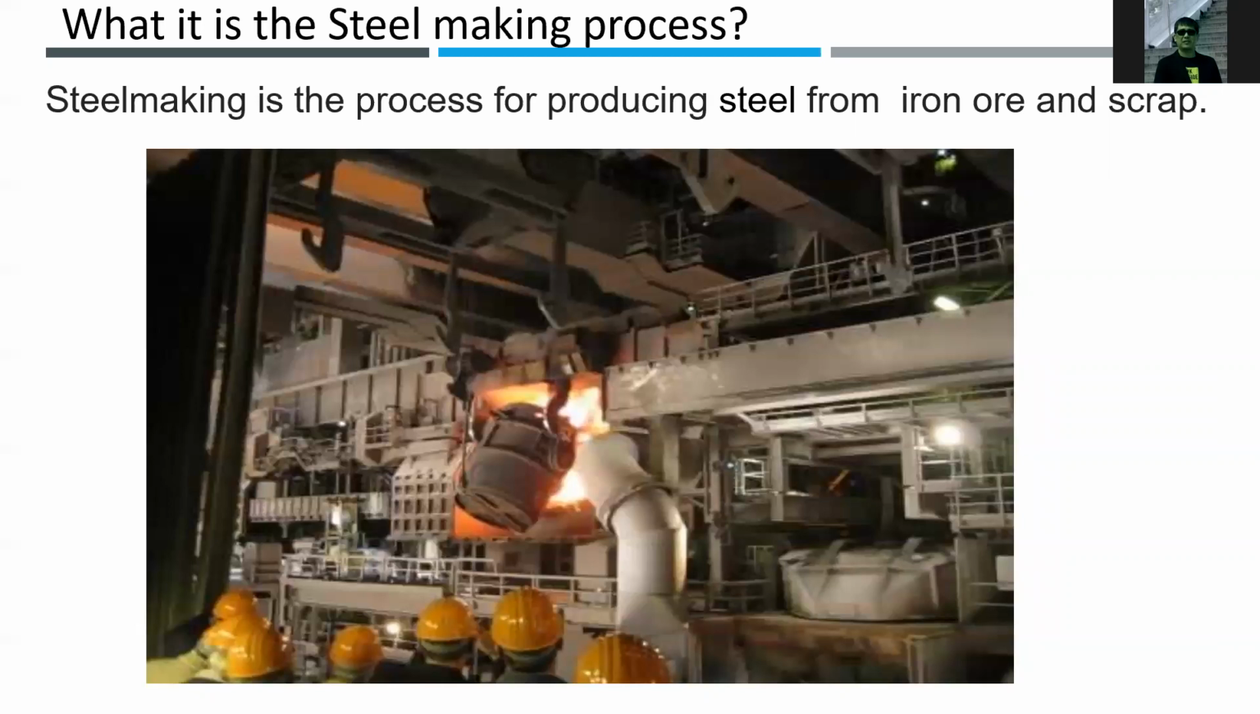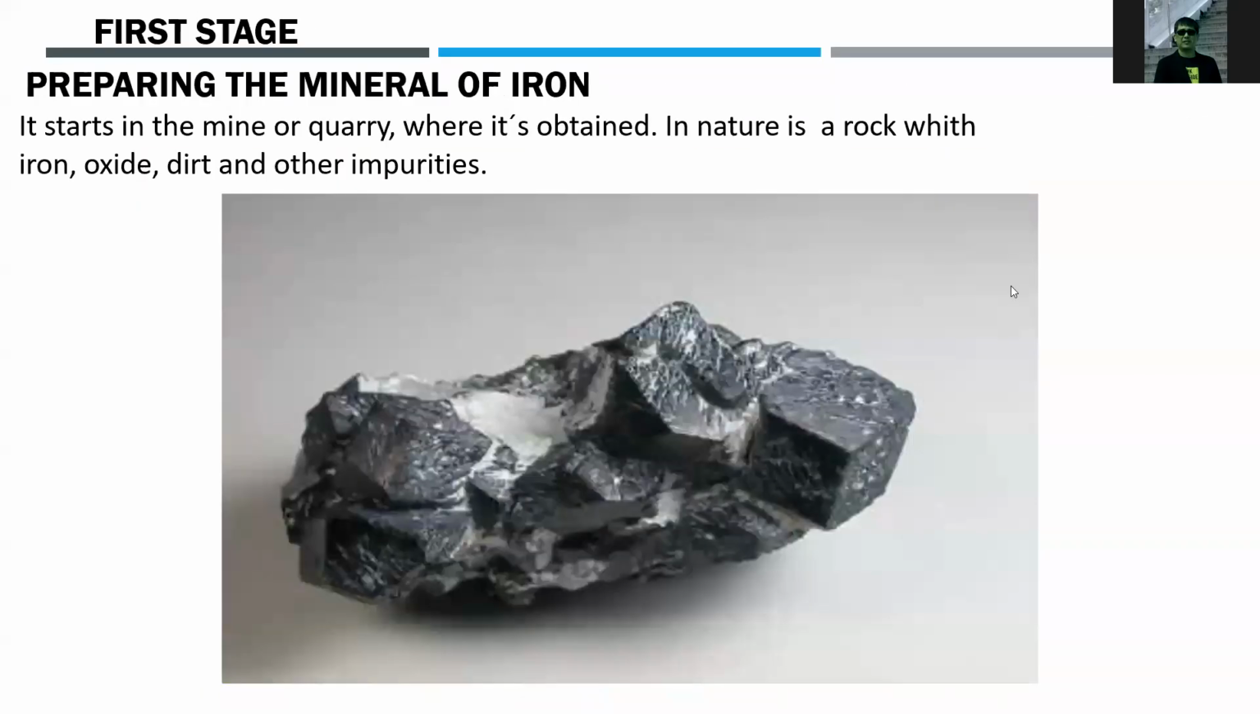So how do we manufacture steel? Steel making is the process for producing steel from an ore and a scrap. The first stage is preparing the mineral of iron. It starts in the mine or quarry where it is obtained. Its nature is a rock with iron oxide, dirt, and other impurities.